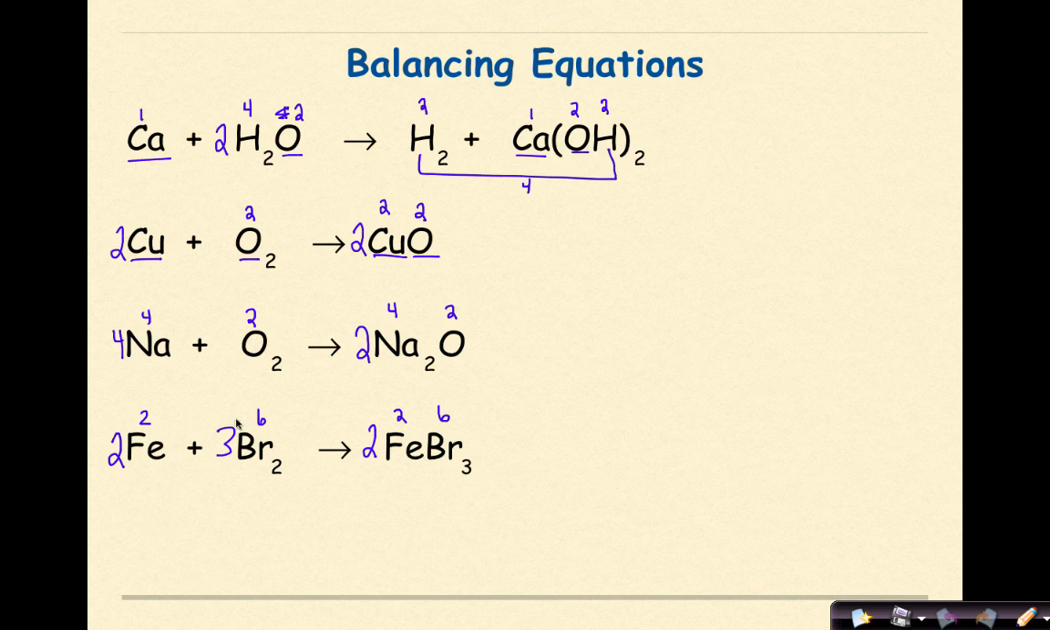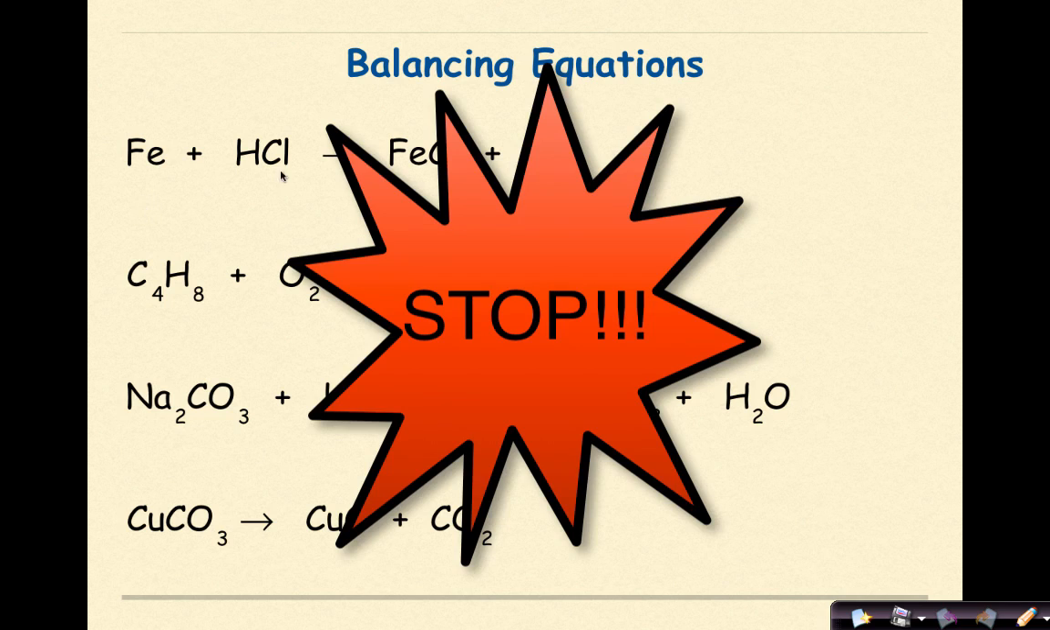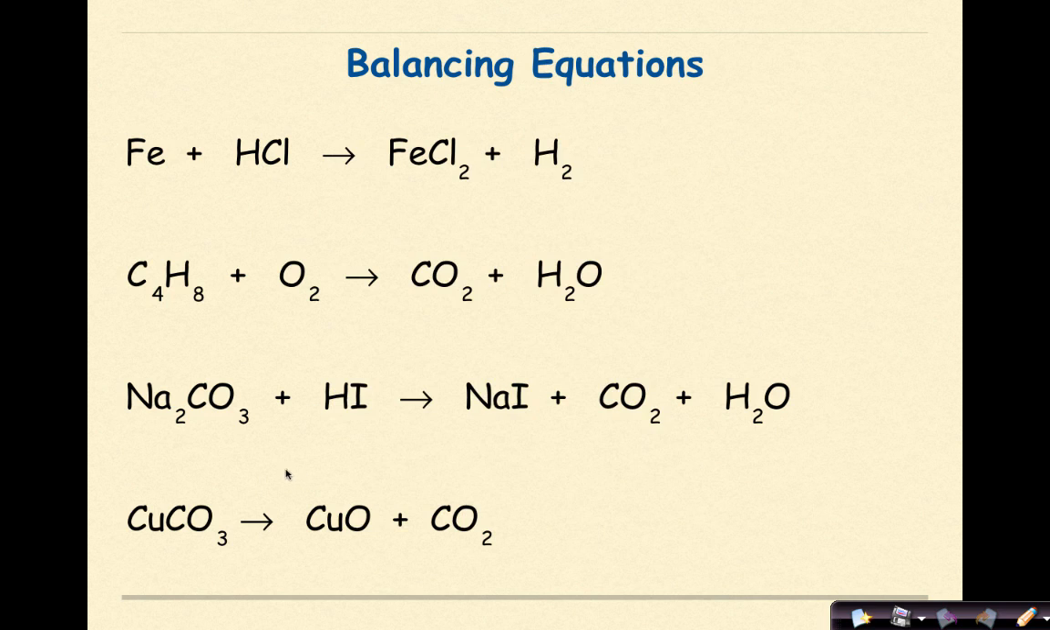And again, I like putting the numbers over the top. All teachers have different manners and methods for balancing. This is just mine. You can use whatever you like, but this is the clearest picture that I get that something is balanced. So 2 Fe, 2 Fe, 6 Br, 6 Br. These are all balanced. Let's go to the next one. Again, what I'd like you to do is stop, balance these 4, play the video, check your work.